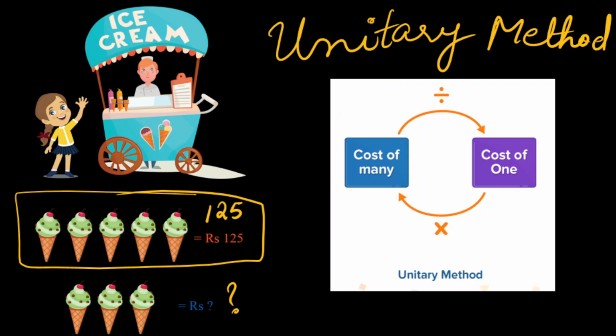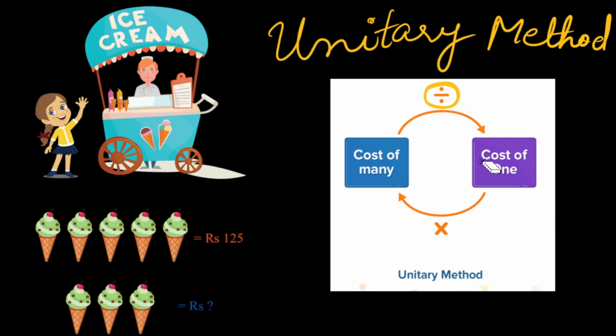So how to find it? There is a process. The name of the method is unitary method. And what do you have to remember for this? First of all, we'll divide to find the cost of one. Then we will multiply to find the cost of many. First, we will divide to find the cost of one ice cream in this case, and then we will multiply to find the cost of 3. You have to remember the process: first divide, then multiplication.